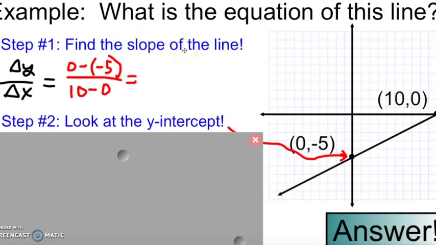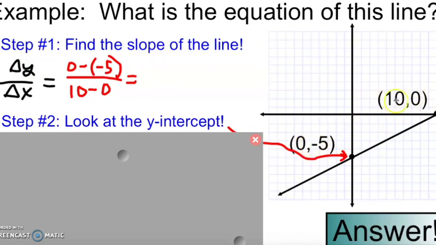Let's do one a little bit more involved. What is the equation of this line? I've got this line right here, and it's crossing at 0, -5, and it's crossing at 10, 0. The very first thing we're going to have to do is figure out the slope. Our equation for slope is the change in y over the change in x, so I take the difference in my y's over the difference of my x's.